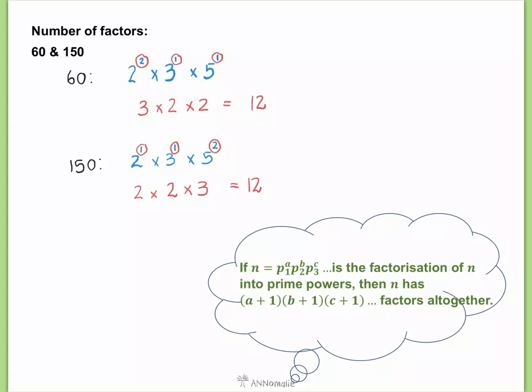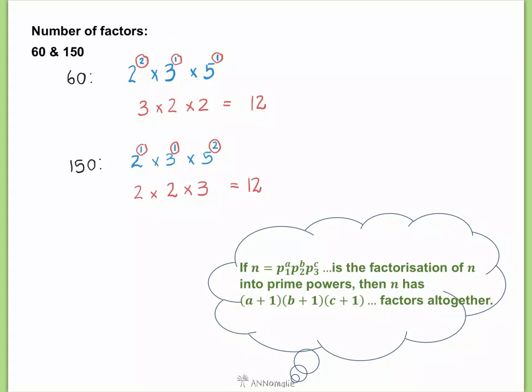In fancy mathematical notation, we can state that these are the prime factors of the specific number n, and these are the exponents, in other words, the powers of those prime factors. So if n is equal to this, the factorization of n into prime powers, then n has (a plus 1)(b plus 1)(c plus 1), and so on until the end, factors all together. So that's a super cool method to discover the number of factors without actually listing them.